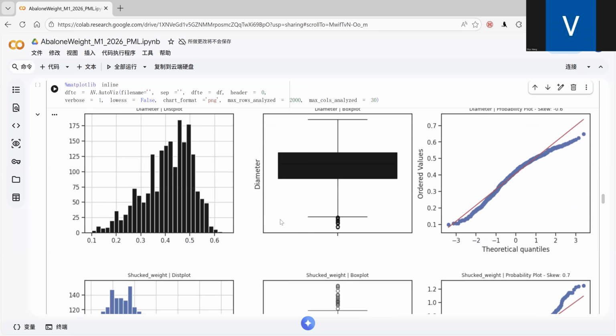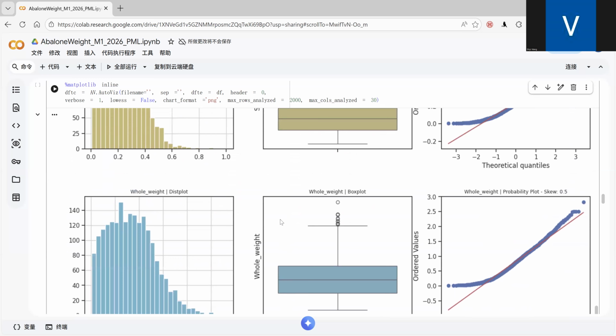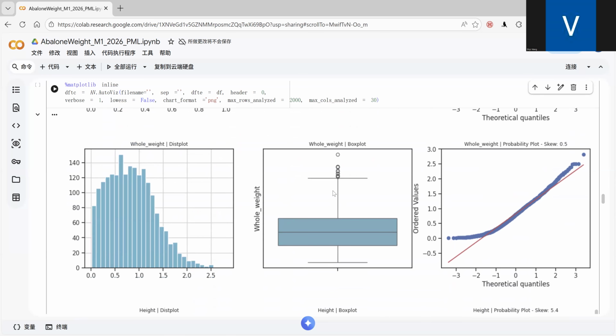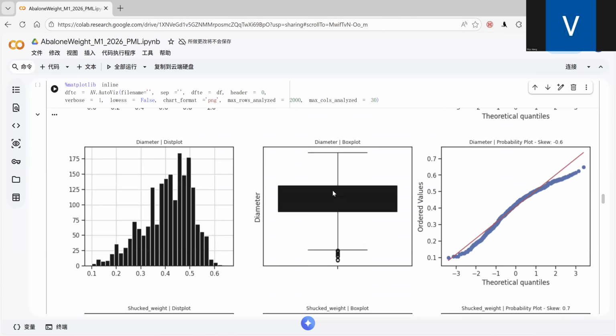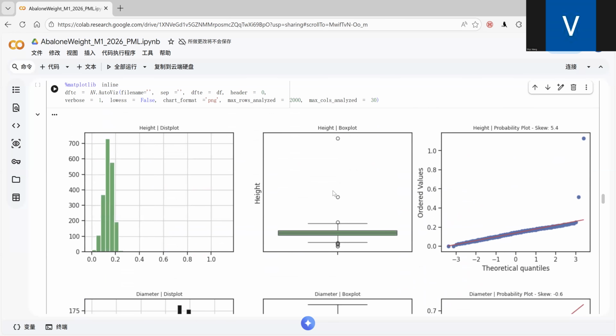Length and diameter are mildly left skewed. Skew is about minus 0.6. Weights are right skewed, about 0.5 to 0.7. Height is highly right skewed, more than 5, with many high and obvious outliers. Consider scaling, robust methods, and possible transforms.